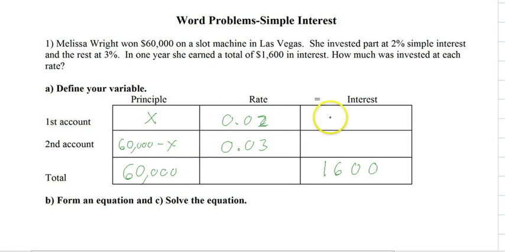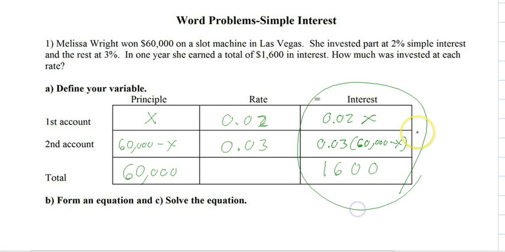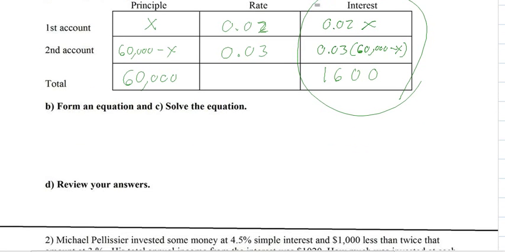Okay, and so now we just have to multiply. So 0.02x, 0.03 times 60,000 minus x. And then there's our equation right there, because we have a relationship between interest. You can always use this one, but it doesn't give us anything. This one will give us an answer. So we do 0.02x plus 0.03 times 60,000 minus x, and that has to equal 1,600. And simplify and solve.